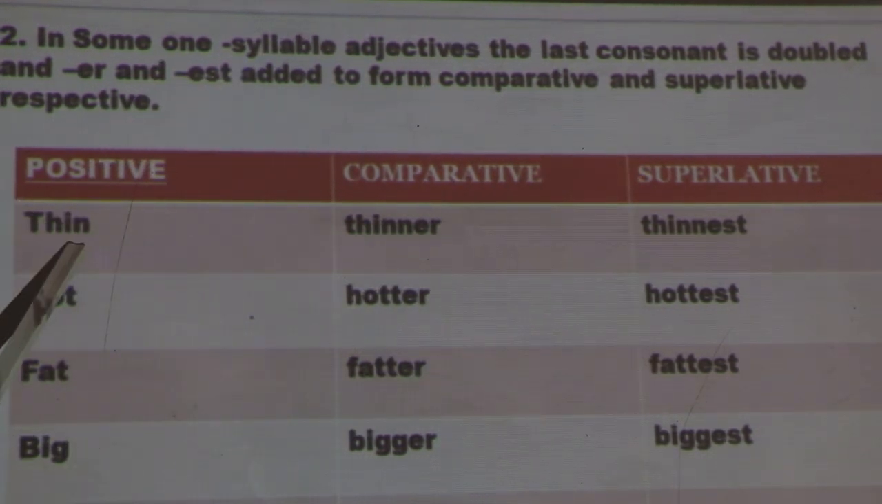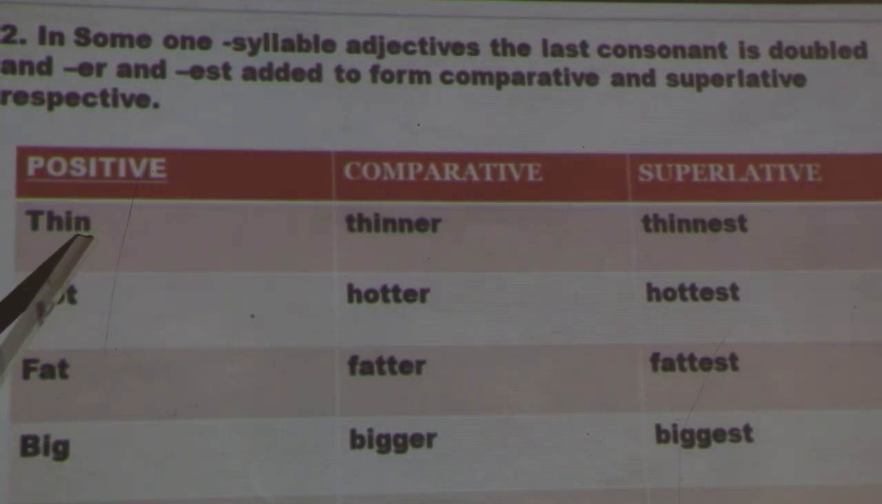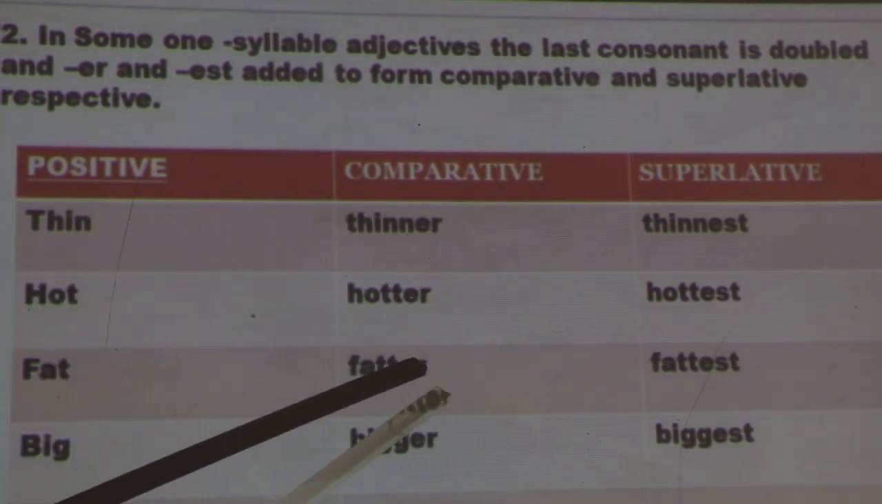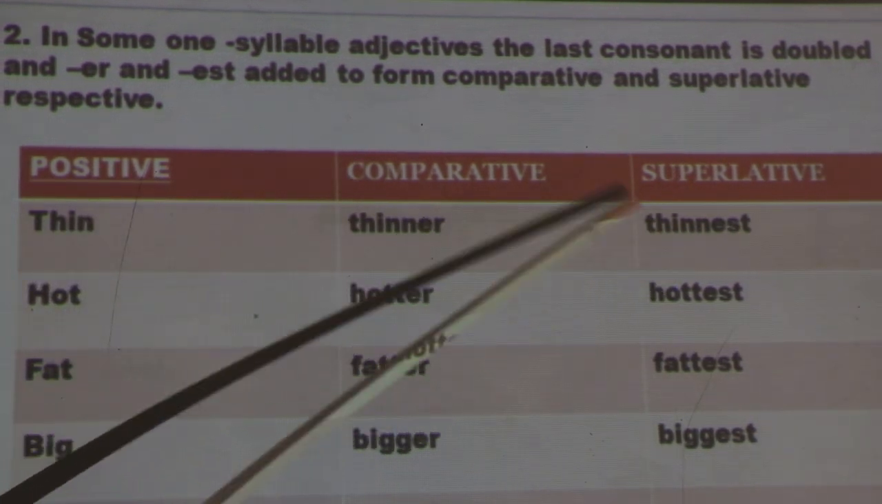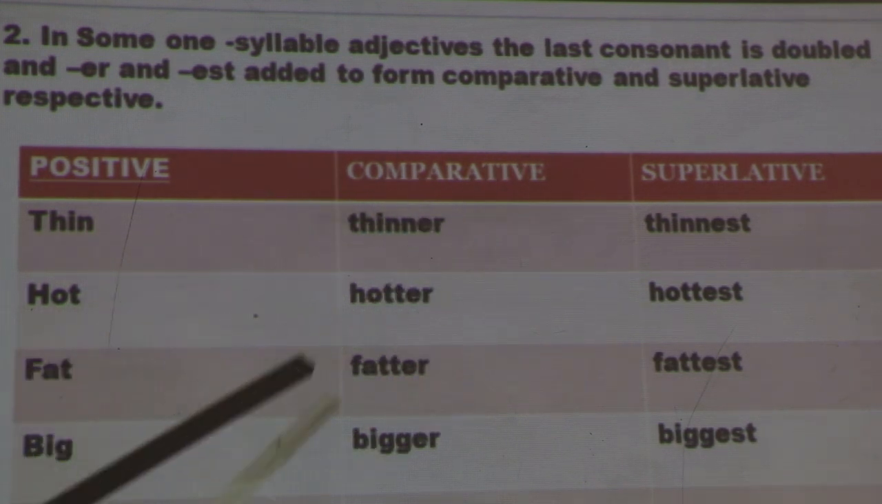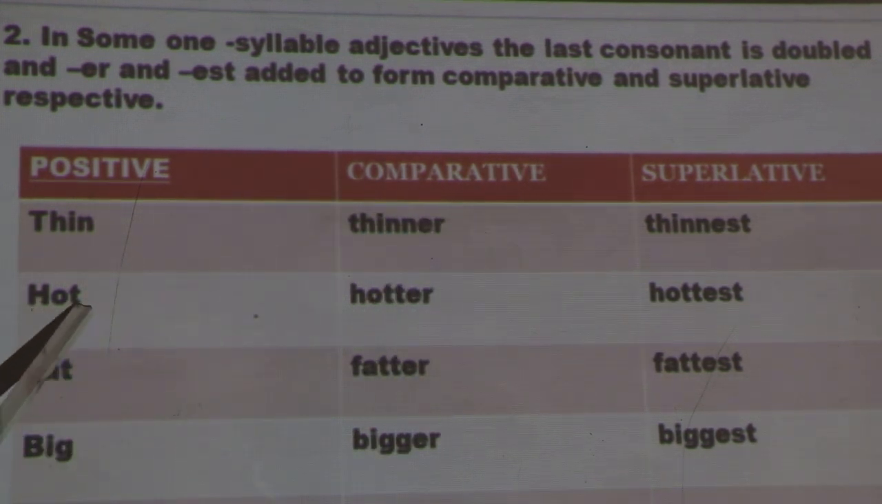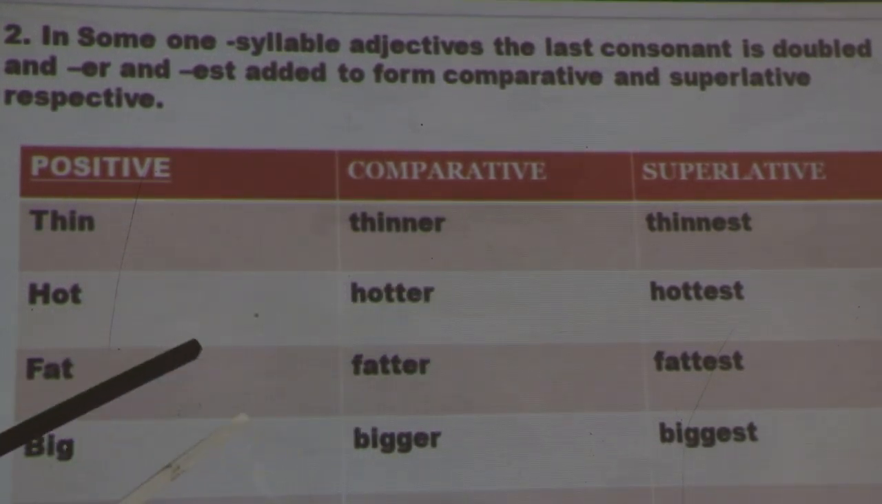For example, this word ends with an N. That means the N, you're going to double it. You're going to double the consonant at the end. It's going to be thinner, and for the superlative, you're going to add EST, which is going to be thinnest. This one is one syllable, as you can see, hot. That's one syllable ending with T, a consonant, so it's going to be hot, hotter, hottest.